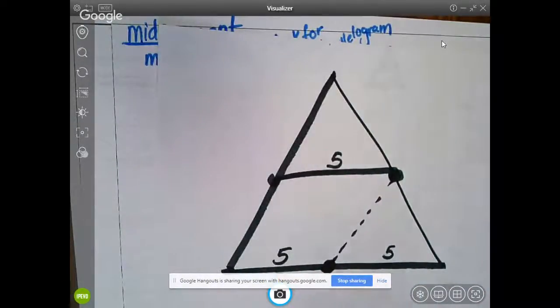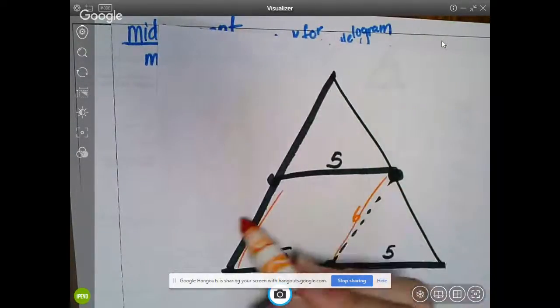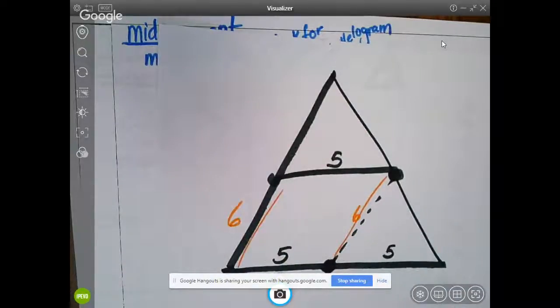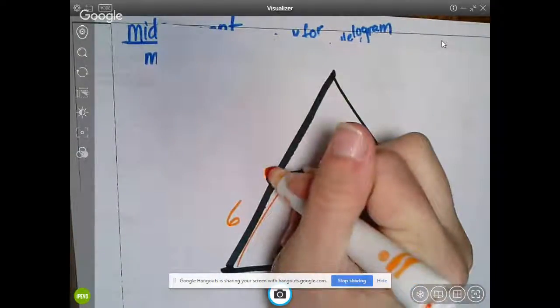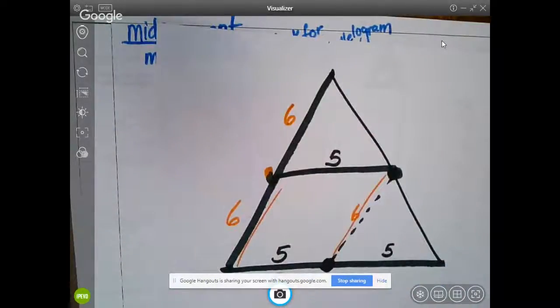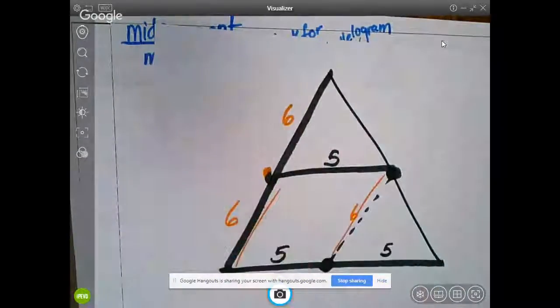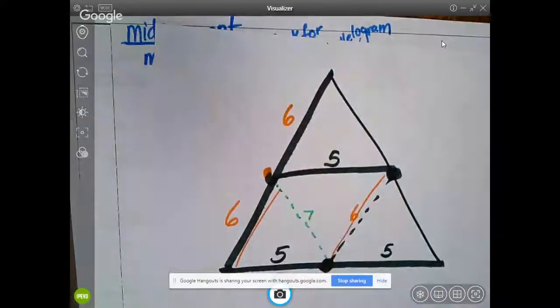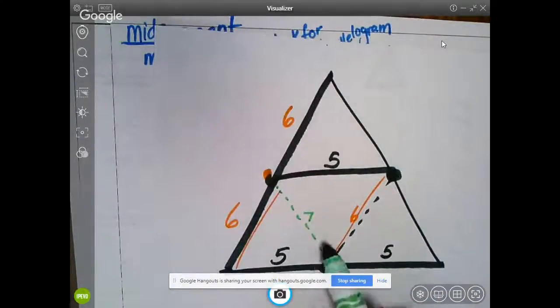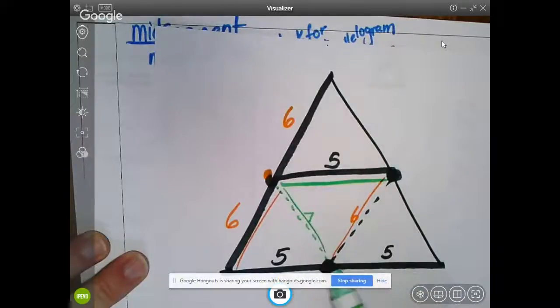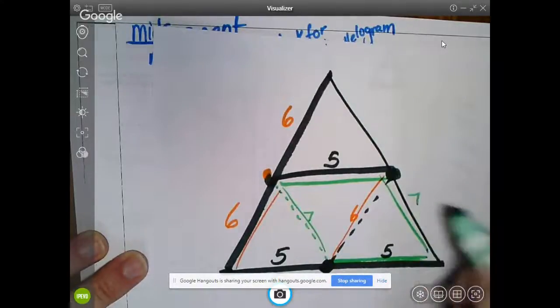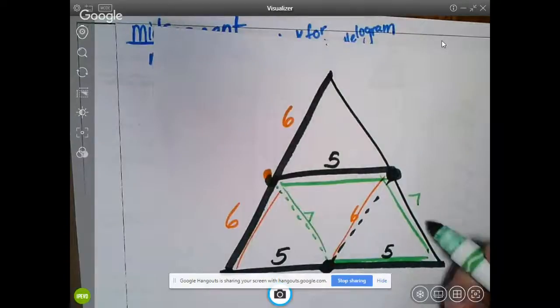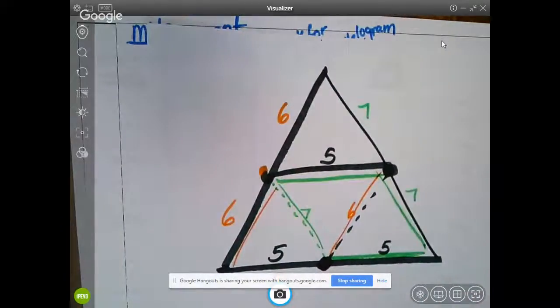Likewise, if this value is 6, because this is a parallelogram, I know this side has to be 6. If this is 6, I know this is a midpoint because mid-segments are midpoints, so I know that this piece also has to be 6. If I connect this one, and let's say I know that side is 7, here's a hidden parallelogram right here. This has to be 7. Because this is 7 and this is a midpoint, this has to be 7.